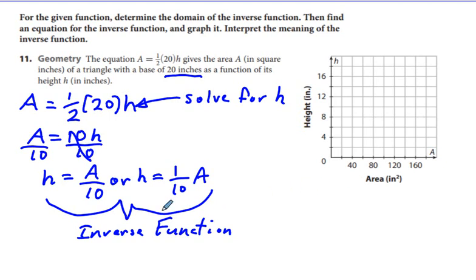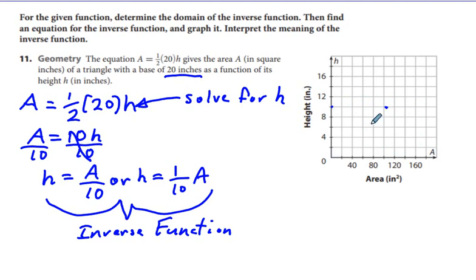Okay, so we have h equals 1/10 A, and so we're using our area, and the slope is 1/10. So I'm going to go up 10 and then right to 100. So here's 100. So up 10, over 100. So we'll be going right here.